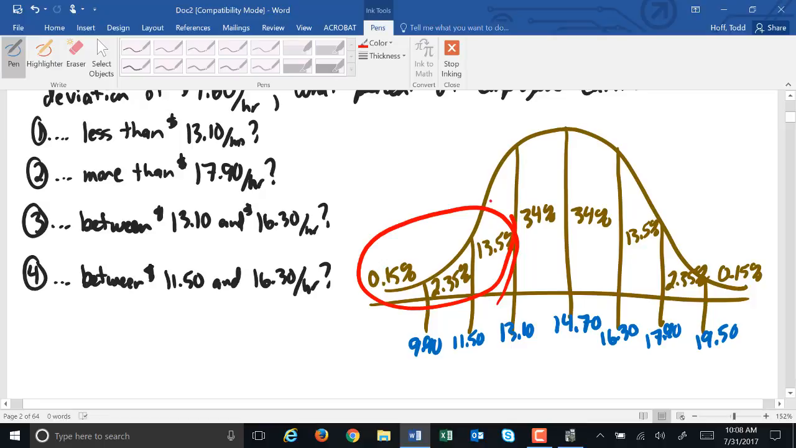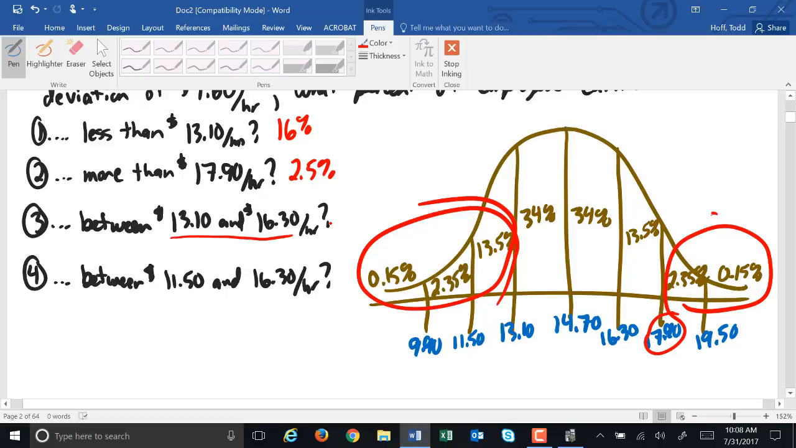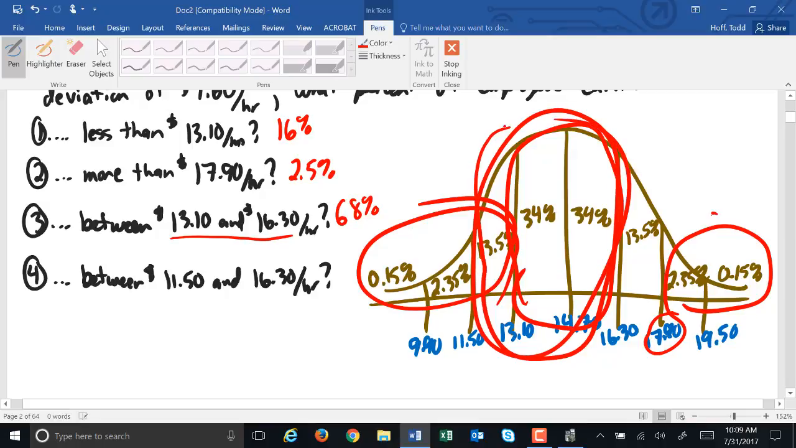So for the first one, less than 13.10. That'd be those numbers. That adds up to 16%. More than 17.90 is right here. Those add up to 2.5%. Between 13.10 and 16.30 is between here and here. Those add up to 68. And 11.50 and 16.30 would be 81.5%. Any questions?